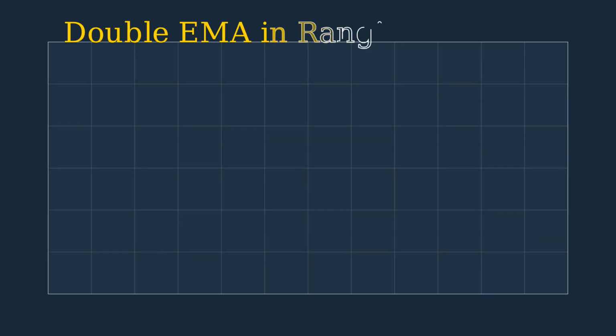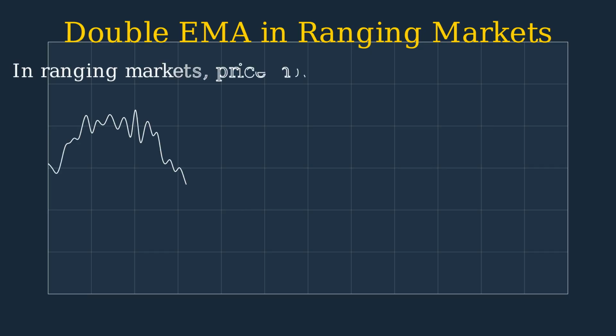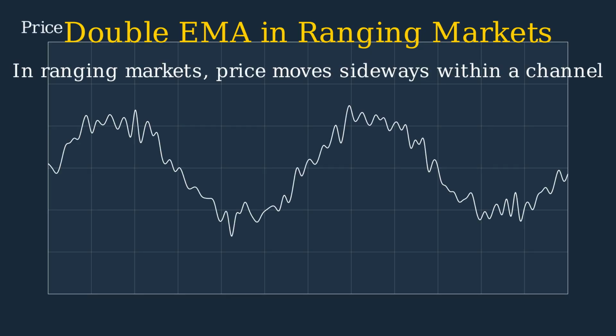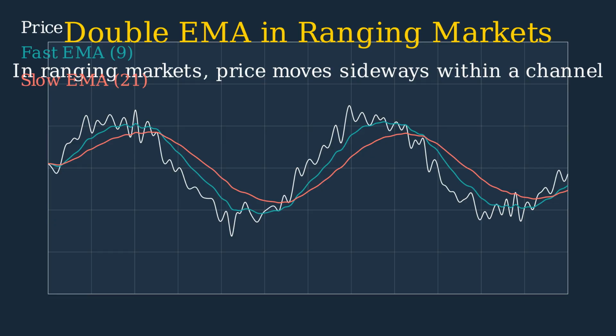In ranging markets, the double EMA strategy faces significant challenges. Ranging markets occur when price moves sideways within a defined channel, without a clear directional trend. When we apply the double EMA strategy to ranging markets, we can see the fast and slow EMAs. The problem becomes apparent as we notice frequent crossovers between the two EMAs.